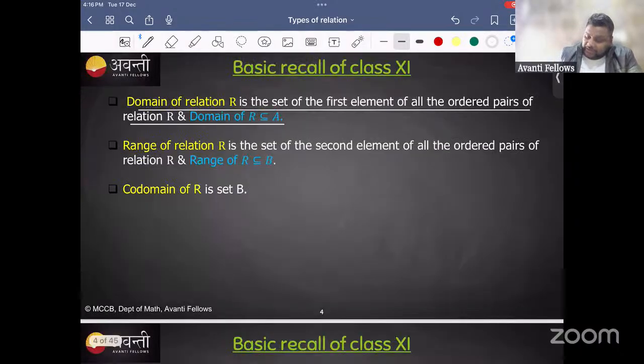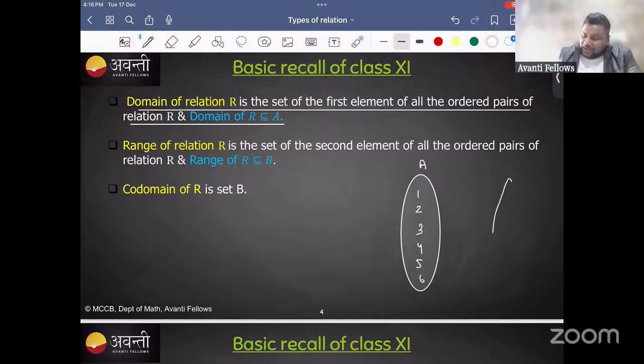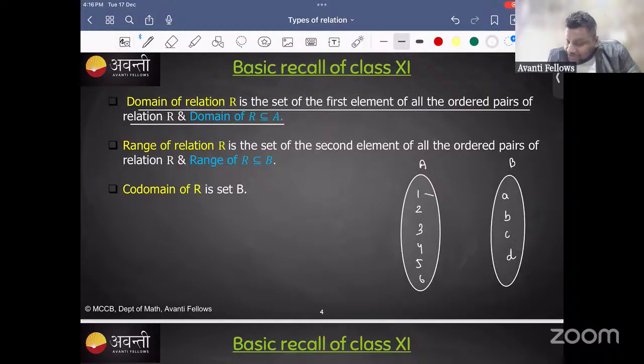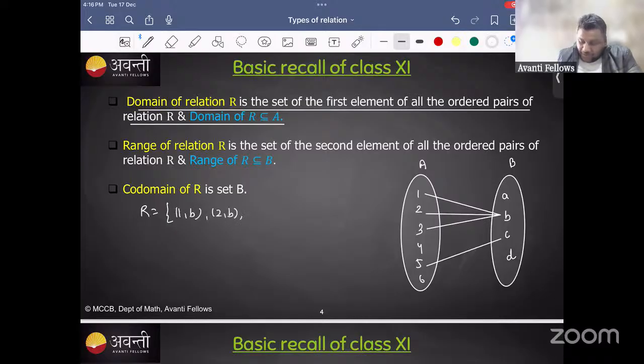Like I have a set A as 1, 2, 3, 4, 5, 6. I have a set B as a, b, c, d. Now the relation mapping is like this: 1 goes to b, 2 goes to b, 3 goes to b, and 5 goes to c. That's it. So how will you write this relation? The relation is (1,b), (2,b), (3,b), and (5,c). Yes or no?